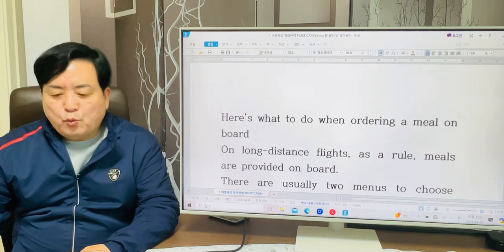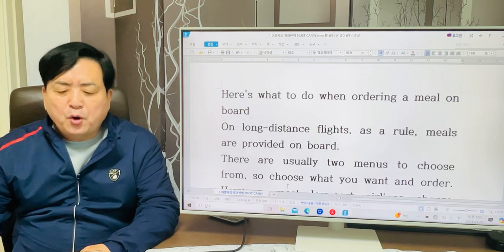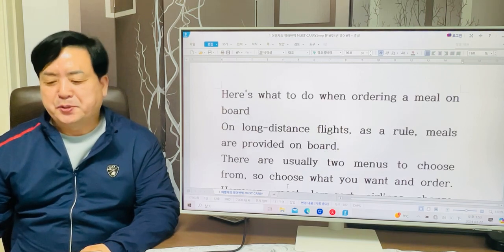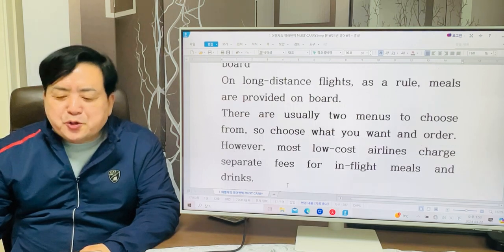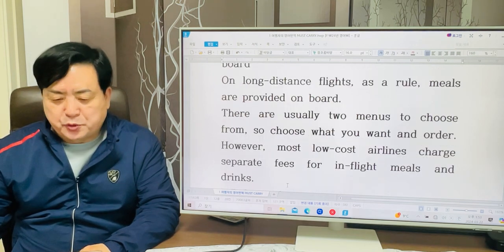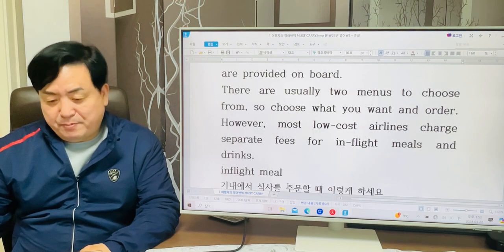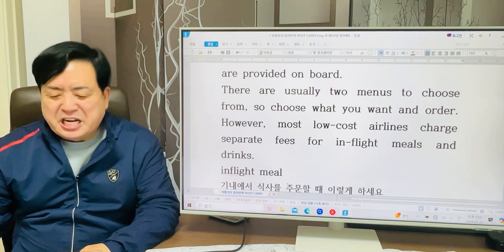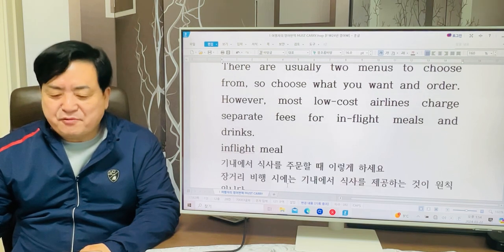기내에서 is what to do when ordering a meal on board. On long distance flight, as a rule, meals are provided on board. There are usually two menus to choose from, so choose what you want and order. However, most low-cost airlines charge separate fees for in-flight meals and drinks.